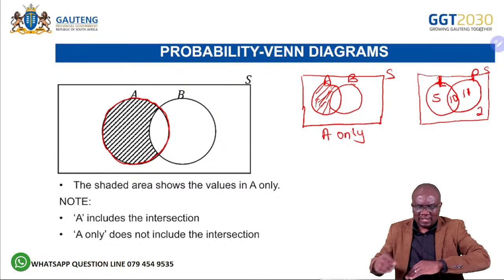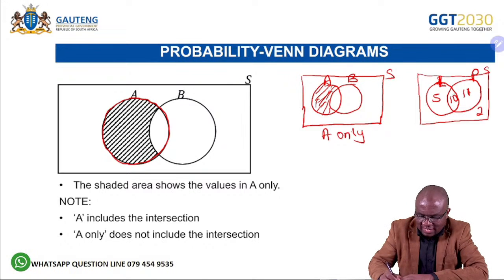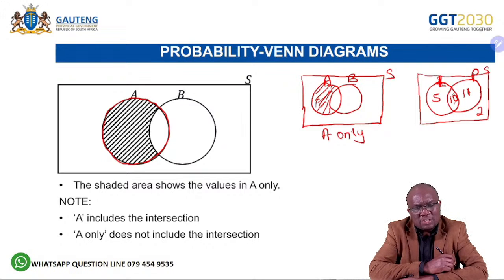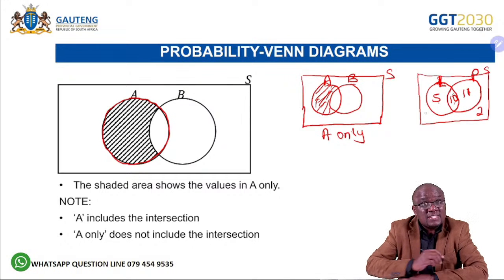Right, if I may ask, how many learners are doing life sciences and physical sciences? There are 10 learners. These are the learners in the intersection. And then how many learners are doing life sciences or physical sciences? We have to add this 5 plus 10 plus 11. So it means that is 26 learners.